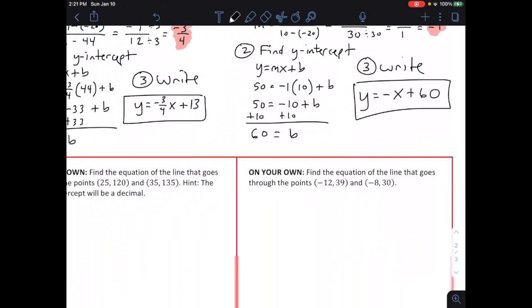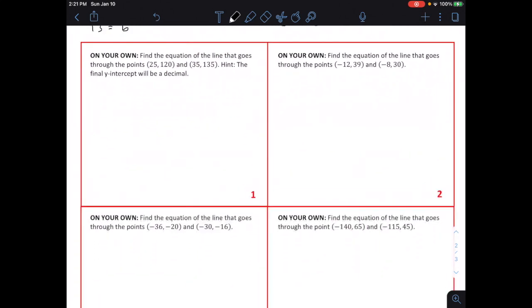All right, your turn. Oh, got 4 of them. Okay, when you're done with these 4, you're going to enter them into Schoology, and the numbers are there to help you know where to put them.